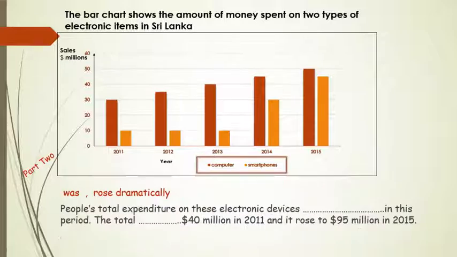So you have another sentence for the second part. Okay. So the same paragraph. Okay. Can you continue writing? For a new paragraph, same second paragraph or part 2. People's total expenditure on these electronic devices blank in this period.